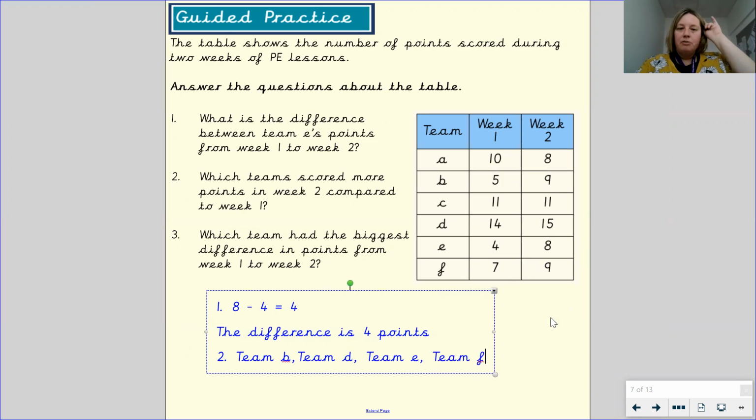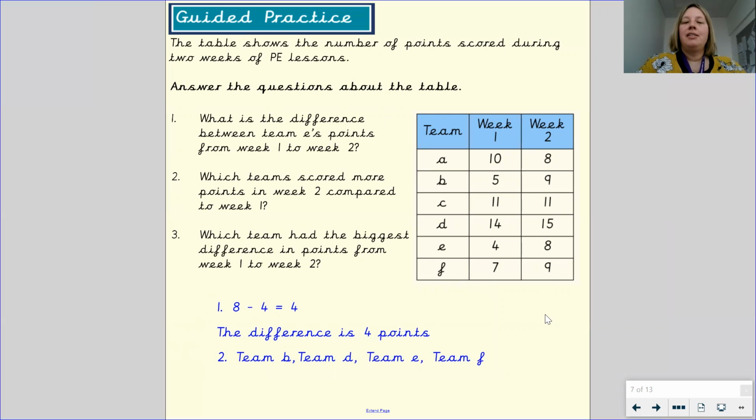Let's look at our final question. Which team had the biggest difference in points from week 1 to week 2? So we've got to work out the difference. So we're going to work through our table.